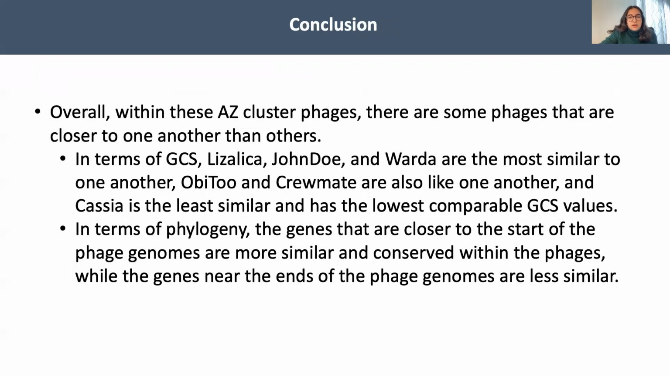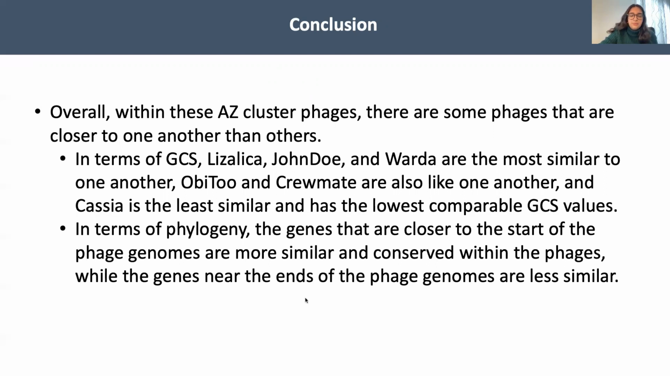In conclusion, based on the patterns observed in the phylogenetic trees and in the data obtained from the GCS profiles for each phage within these AZ phage clusters, there are definitely some phages that are closer to one another than others, and there are definitely some phages that aren't close to any other phage at all. Generally, we saw that Warda, JohnDoe, and Lizalica are quite similar to each other in terms of their GCS and their phylogeny values. Crewmate and ObiToo also often seem quite similar to each other based on the GCS values and the phylogenetic trees. And Cassia seems to be the least similar and had the lowest comparable GCS values to each other phage.